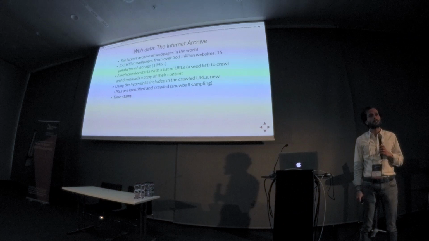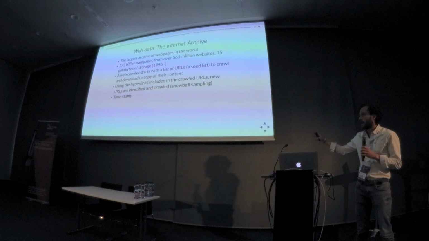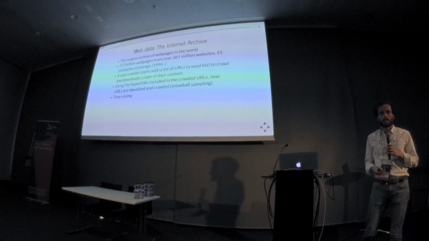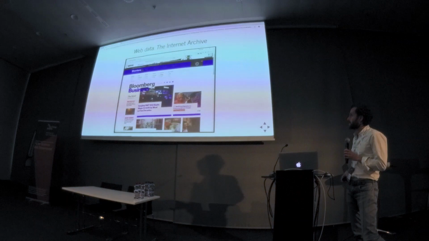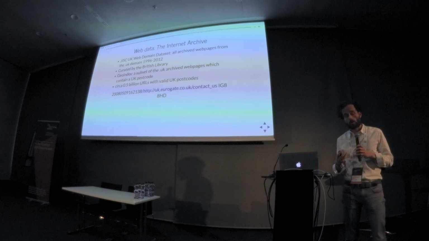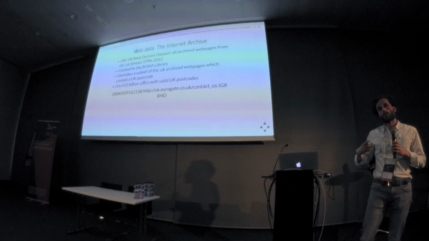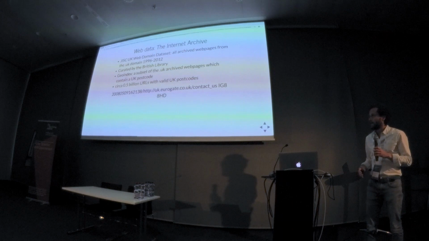Can I ask? Well, the Internet Archive is the largest archive of web pages in the world. It started crawling the internet back in 1996. And you can access this archived web content using their GUI, the Wayback Machine. And you can see, for example, how Bloomberg looked on a specific day in 2015. We have a partnership with the British Library. The British Library acquired a subset of the Internet Archive, which contains all the .uk archived web pages for the period from 1996 to 2012.